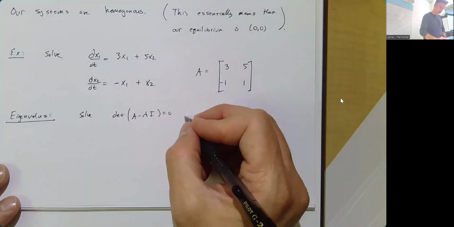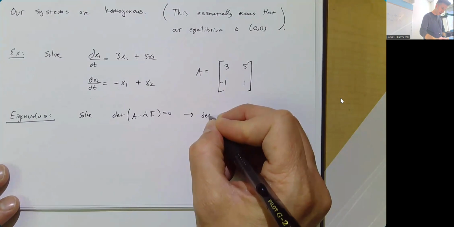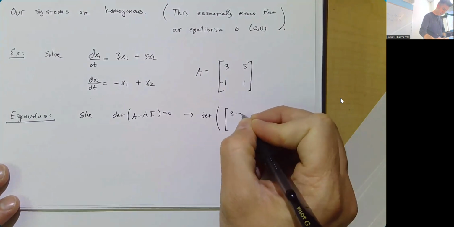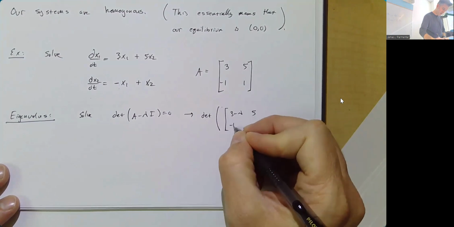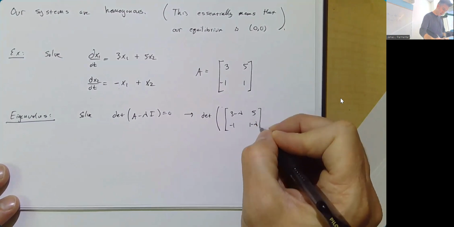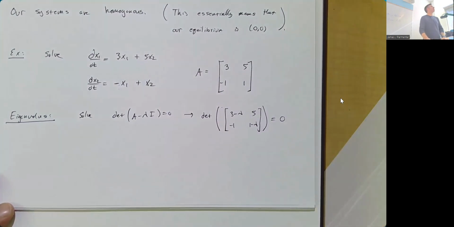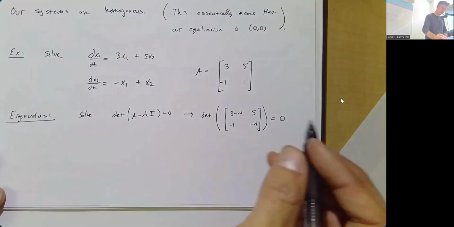So then we're going to try and solve the determinant of the matrix 3 minus lambda, 5, -1, 1 minus lambda, and that should equal 0. Oh, yeah, there was something. Someone's asked about superposition. We'll talk about it in a minute here, but we'll do this for sure.